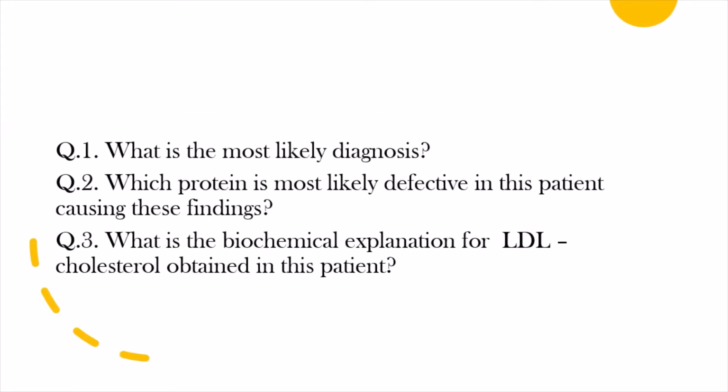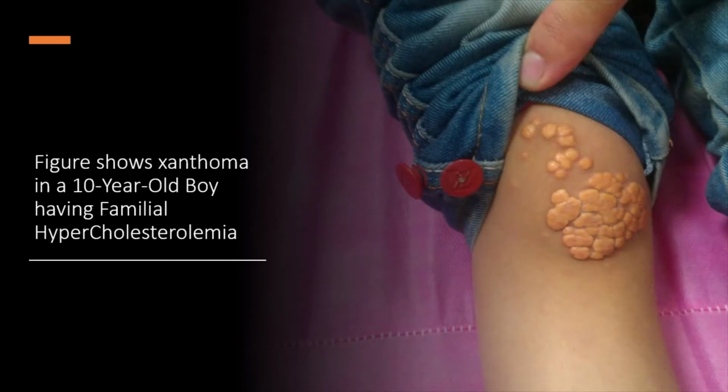Now, let's see the questions one by one. Question number 1. What is the most likely diagnosis? Which protein is most likely defective in this patient causing these findings? What is the biochemical explanation for the LDL cholesterol obtained in this patient? Let's first see how a xanthoma looks. This figure shows a xanthoma in a 10-year-old boy having familial hypercholesterolemia.